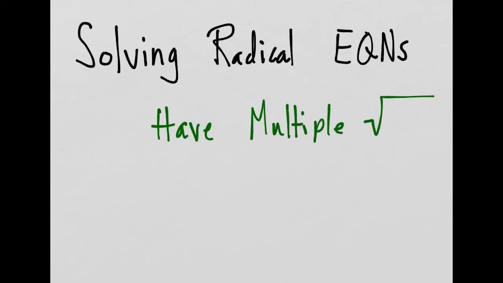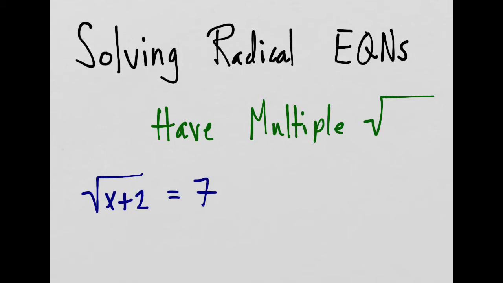square roots in them. Okay, so you guys have been used to seeing radical equations where it was like the square root of x plus 2 equals 7, where there was only, as you guys can see, one radical in the problem. So what we're going to look at today is problems where there is more than one square root that we have to deal with.